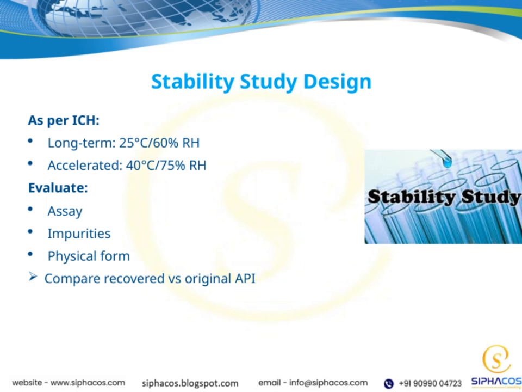Finally, it's important to compare the recovered API, the active pharmaceutical ingredient, after storage to the original API. This comparison helps us assess how much of the active ingredient has been retained and whether any degradation has occurred over time. Overall, this comprehensive approach ensures we thoroughly understand the stability profile of the product, which is crucial for ensuring safety, efficacy, and quality throughout its shelf life.